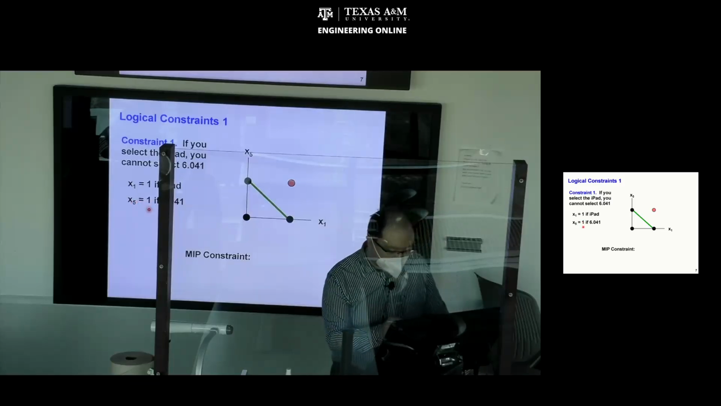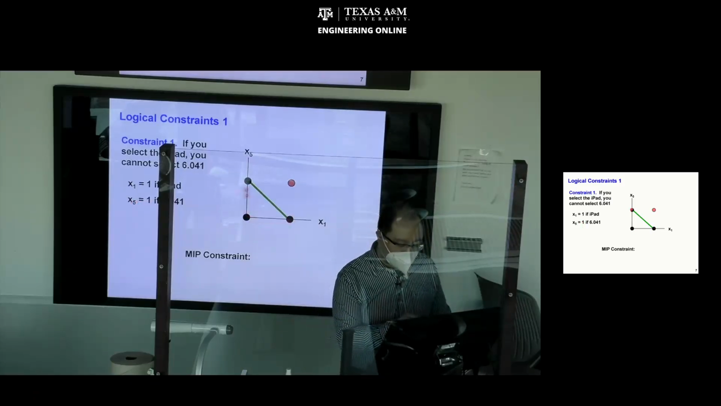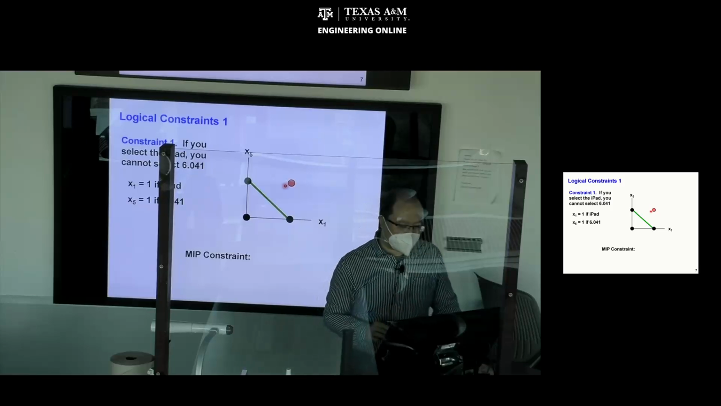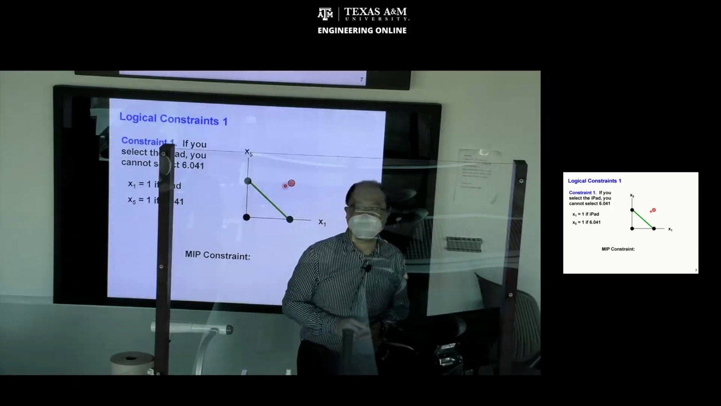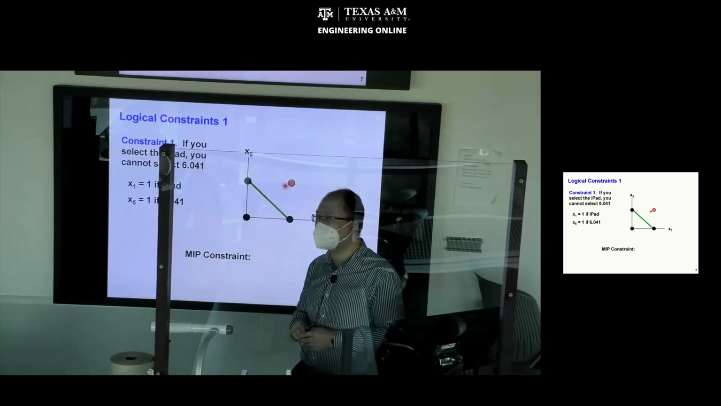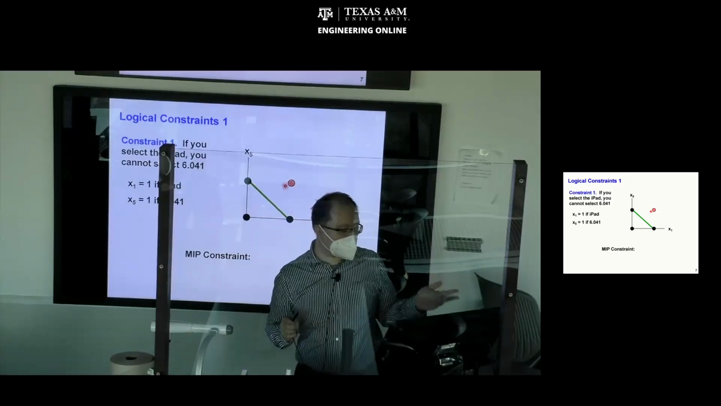So if x1 and x5 are either 0 or 1, out of the 4 combinations, or the 4 points in the feasible set, the one that's not allowed is this point. When x1 is equal to 1, x5 cannot be equal to 1. So how do you formulate that constraint? Our decision variables are x1 and x5.